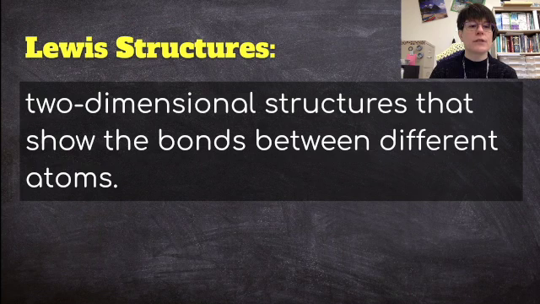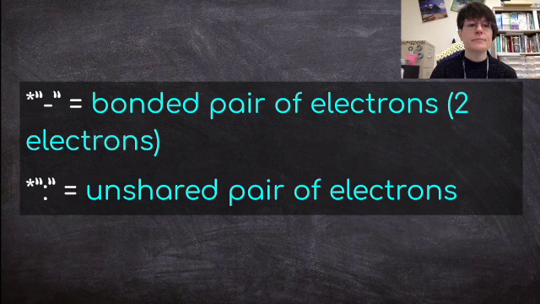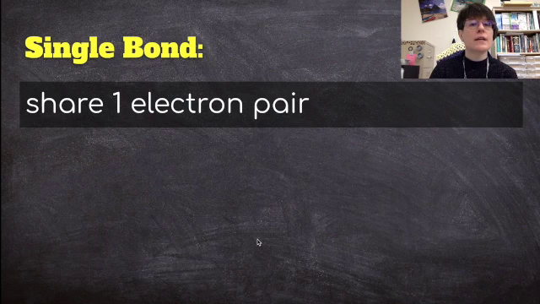Now let's take a look at Lewis structures. These are two-dimensional structures that show the bonds between different atoms. There are some symbols we need to know. A dash like this means that it's a bonded pair of electrons, 2 electrons. So whenever you see a dash, it represents 2 electrons. And 2 dots like this are unshared pairs of electrons. In covalent bonding, we can have a single bond where we share 1 electron pair.